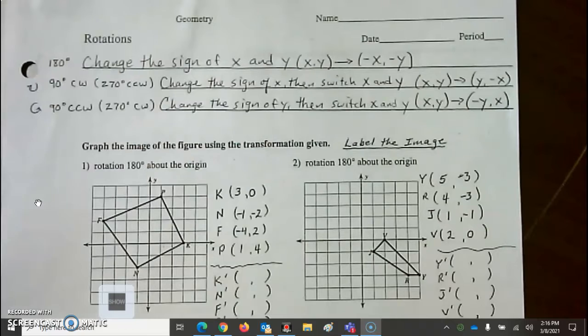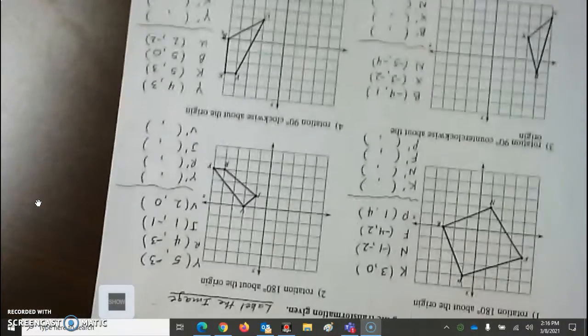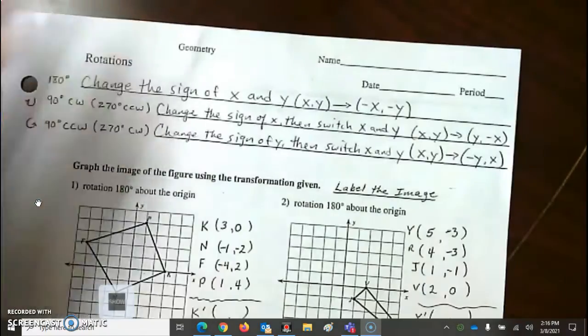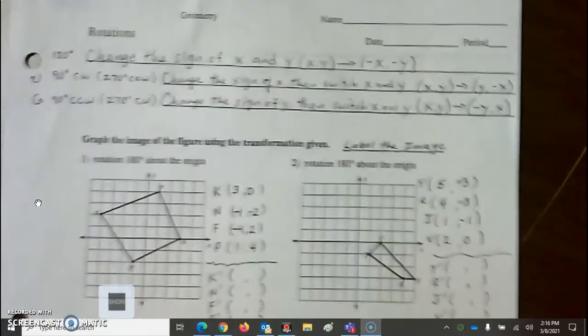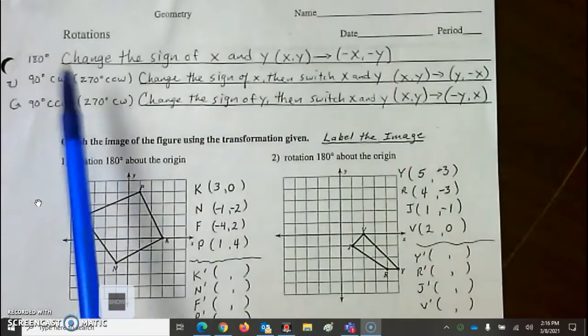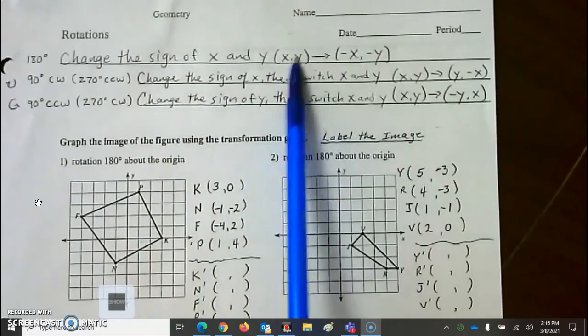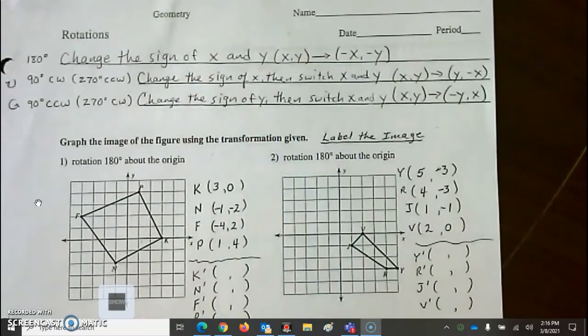So we're going to first do a 180-degree rotation. That means if you turned your paper upside down, that's what it would look like. For example, see this 2, this figure? If I turn the paper upside down, that's a 180-degree rotation. That's what my answer is going to look like when I'm done. It'll be up there. So let's read at the top, for 180-degree rotation, change the sign of X and Y. That's all you do. And then you graph it.